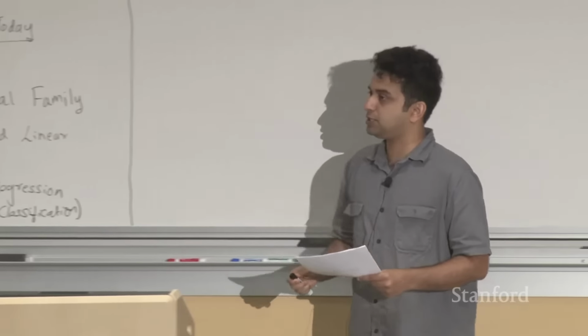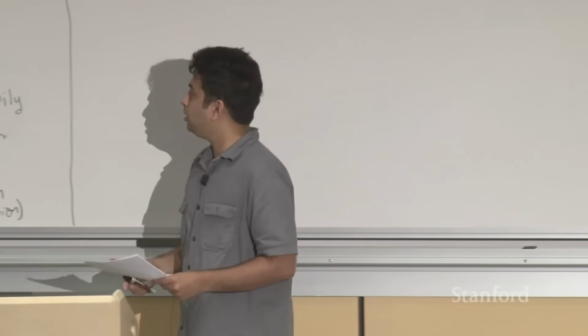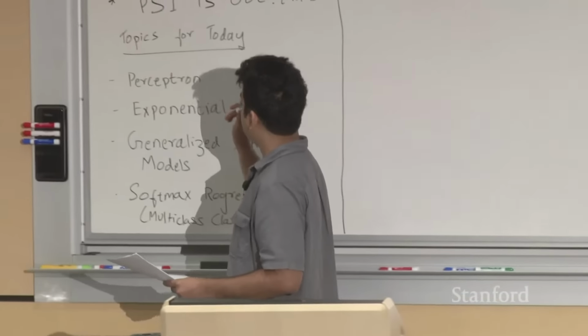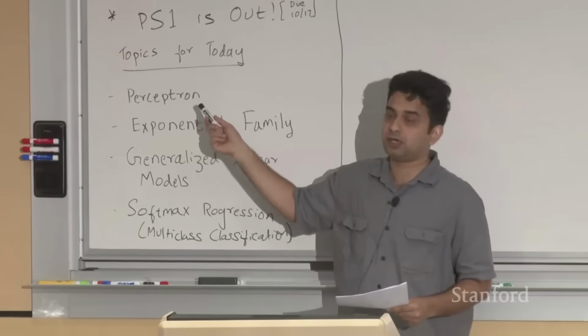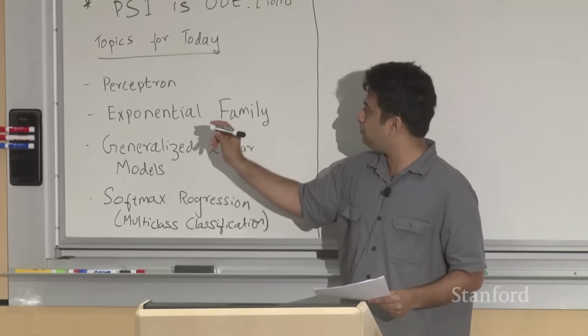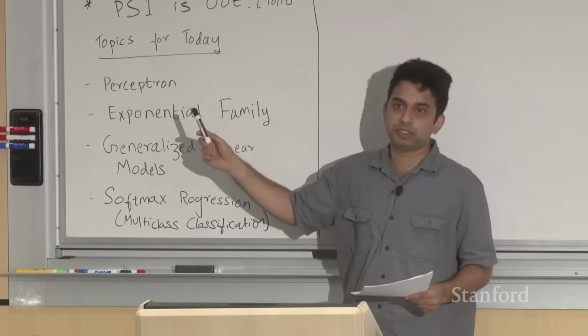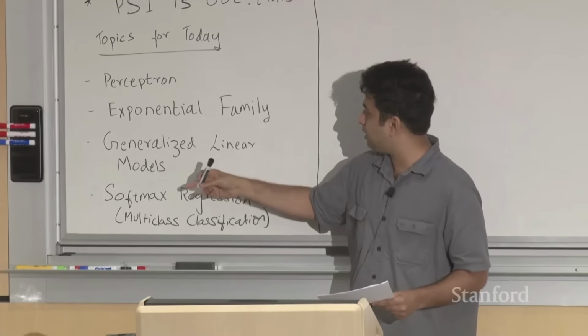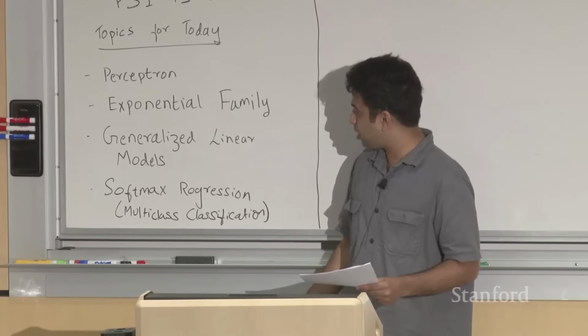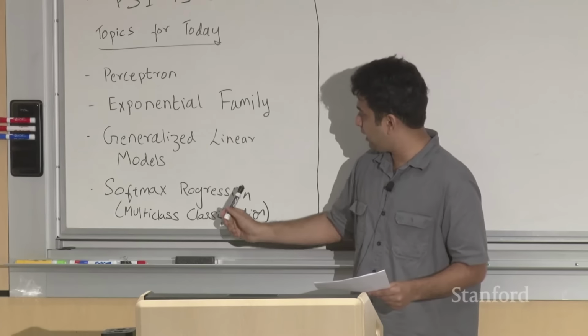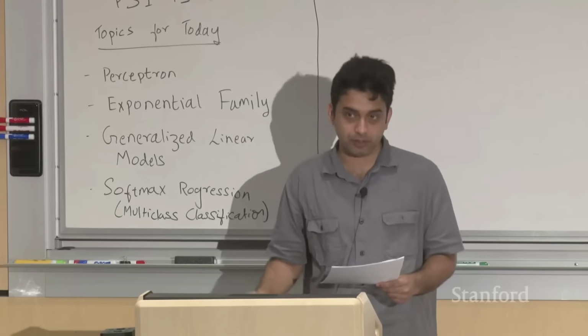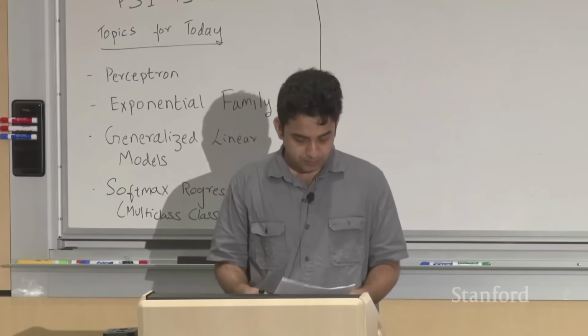With that, let's jump right into today's topics. So today we're going to cover, briefly, the Perceptron algorithm, and then a good chunk of today is going to be exponential family and generalized linear models, and we'll end it with softmax regression for multi-class classification.